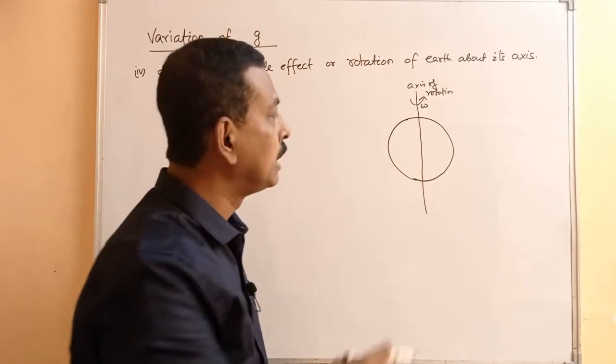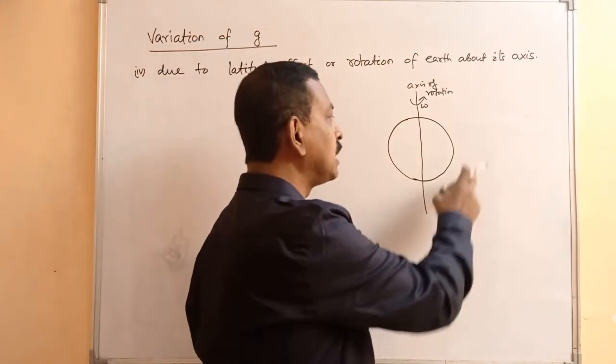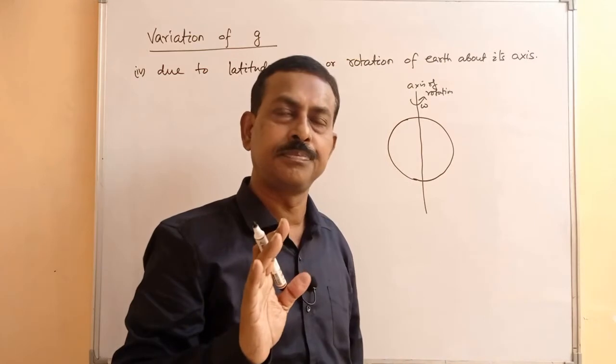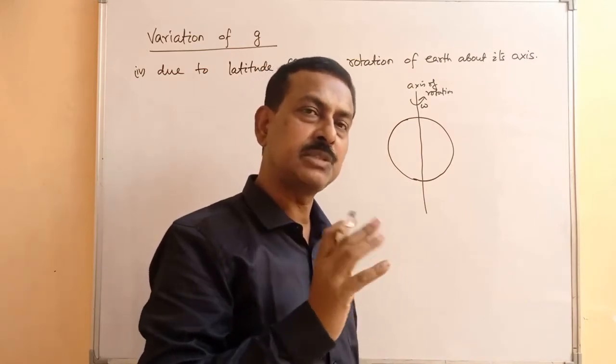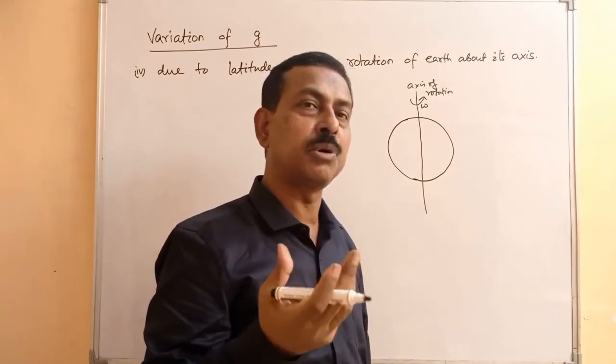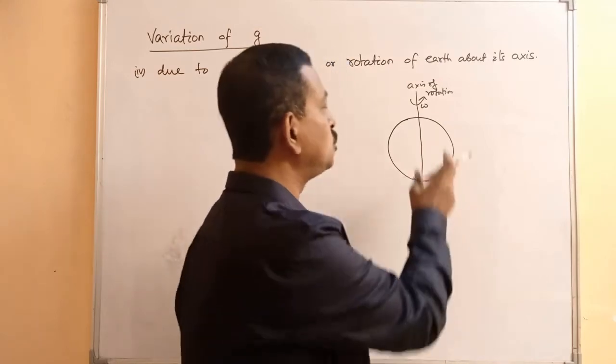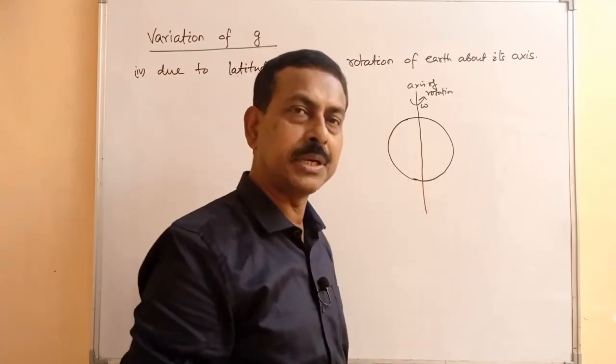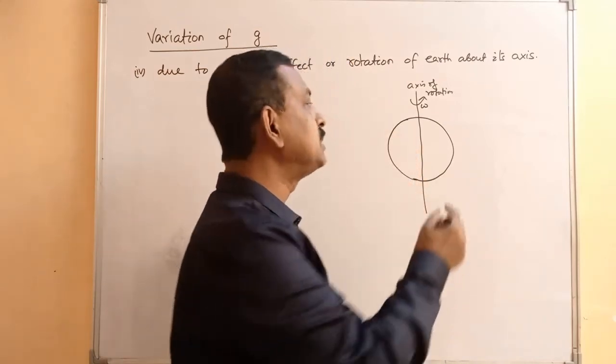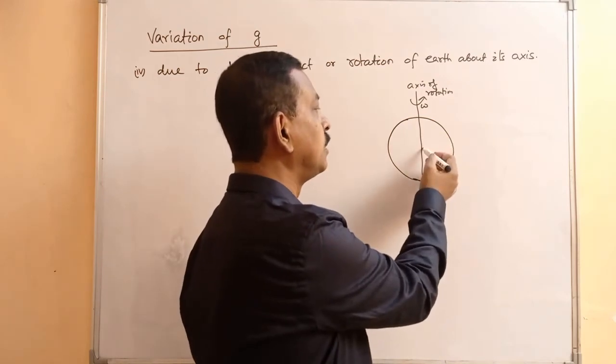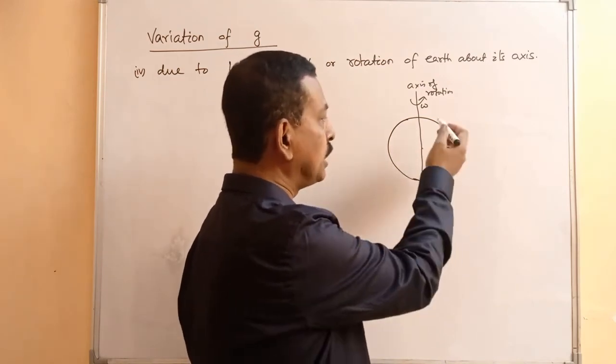Now here, if we assume that Earth has a perfect spherical shape, we have in the previous case discussed the non-spherical shape of the Earth. Here, even if we assume that it has a perfect spherical shape, it means the distance is the same on the surface of Earth from the center.